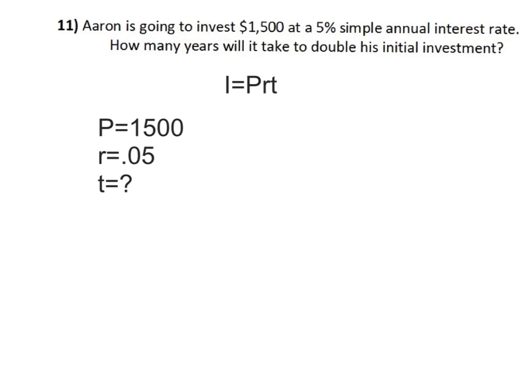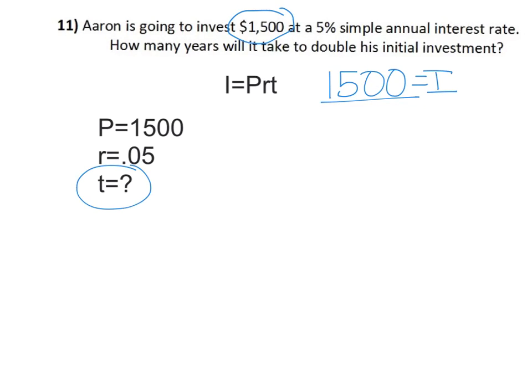Number 11. Aaron is going to invest $1,500 at a 5% simple annual interest rate. How many years will it take to double his investment? So if I am putting in $1,500, that's my principal. To double that, I would need another $1,500. So I'm looking for $1,500 in interest in order to figure out the time.